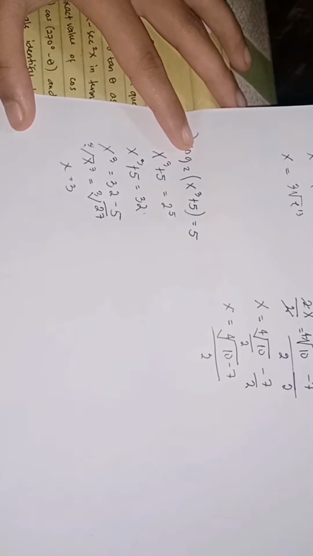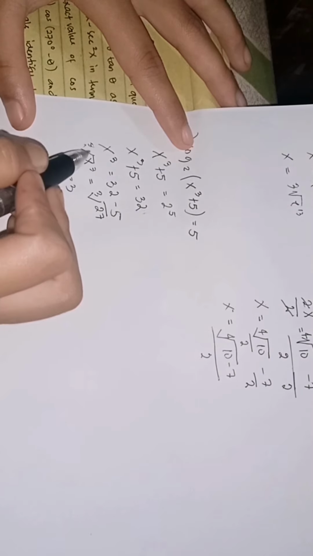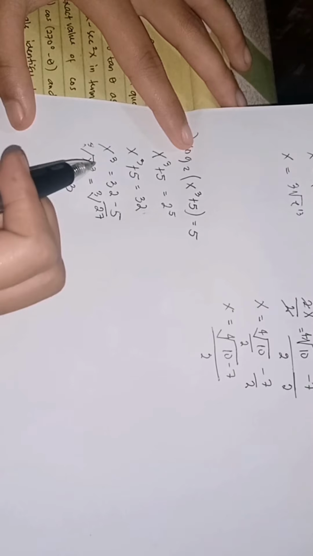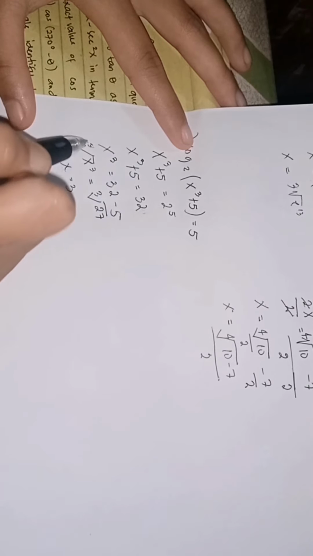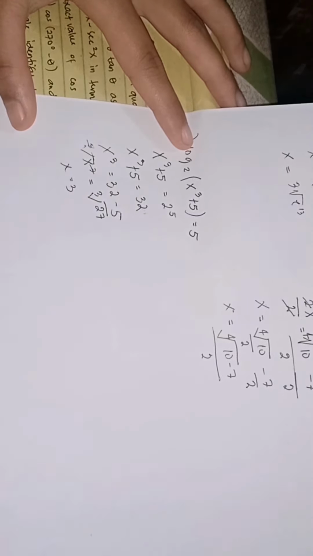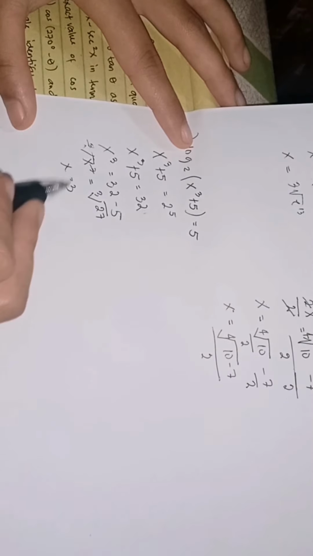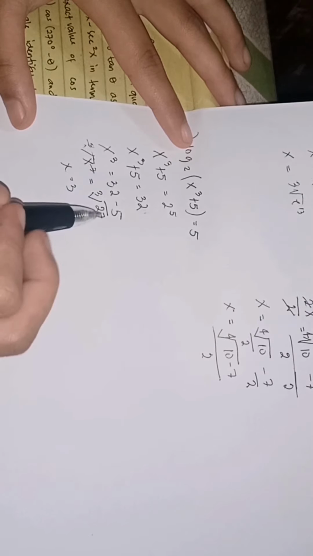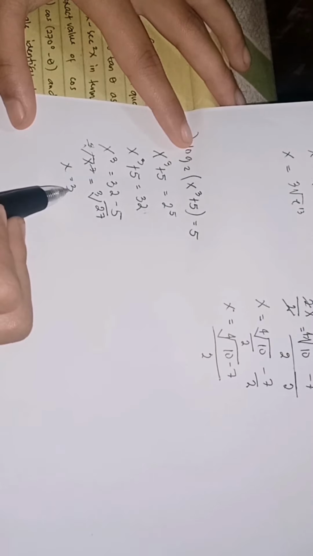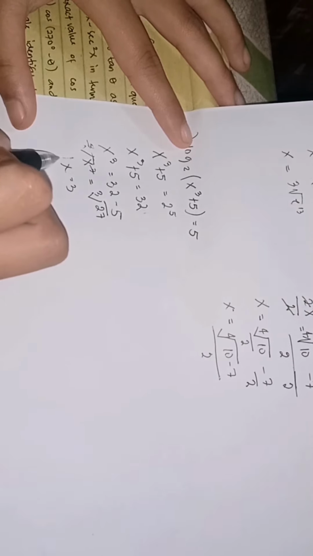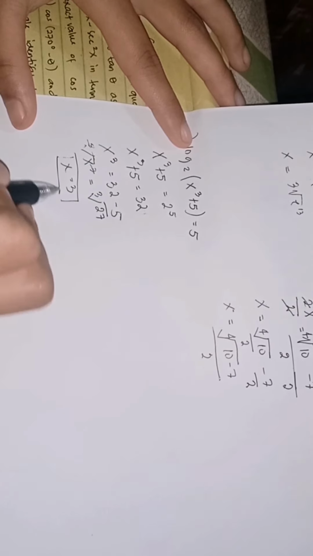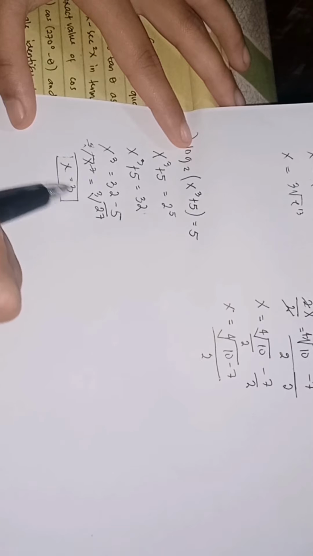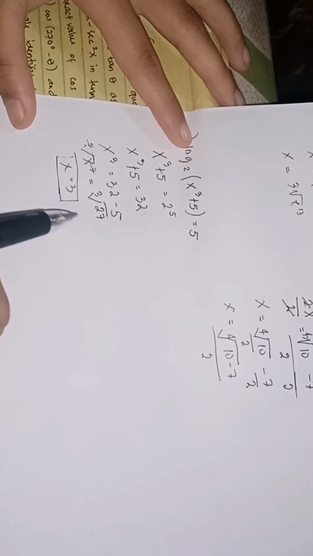In order to cancel the cube, we must take the cube root. So it cancels, and we get x equals the cube root of 27, which is equivalent to 3. That is why x equals 3. When you calculate it, the cube root of 27 is 3.